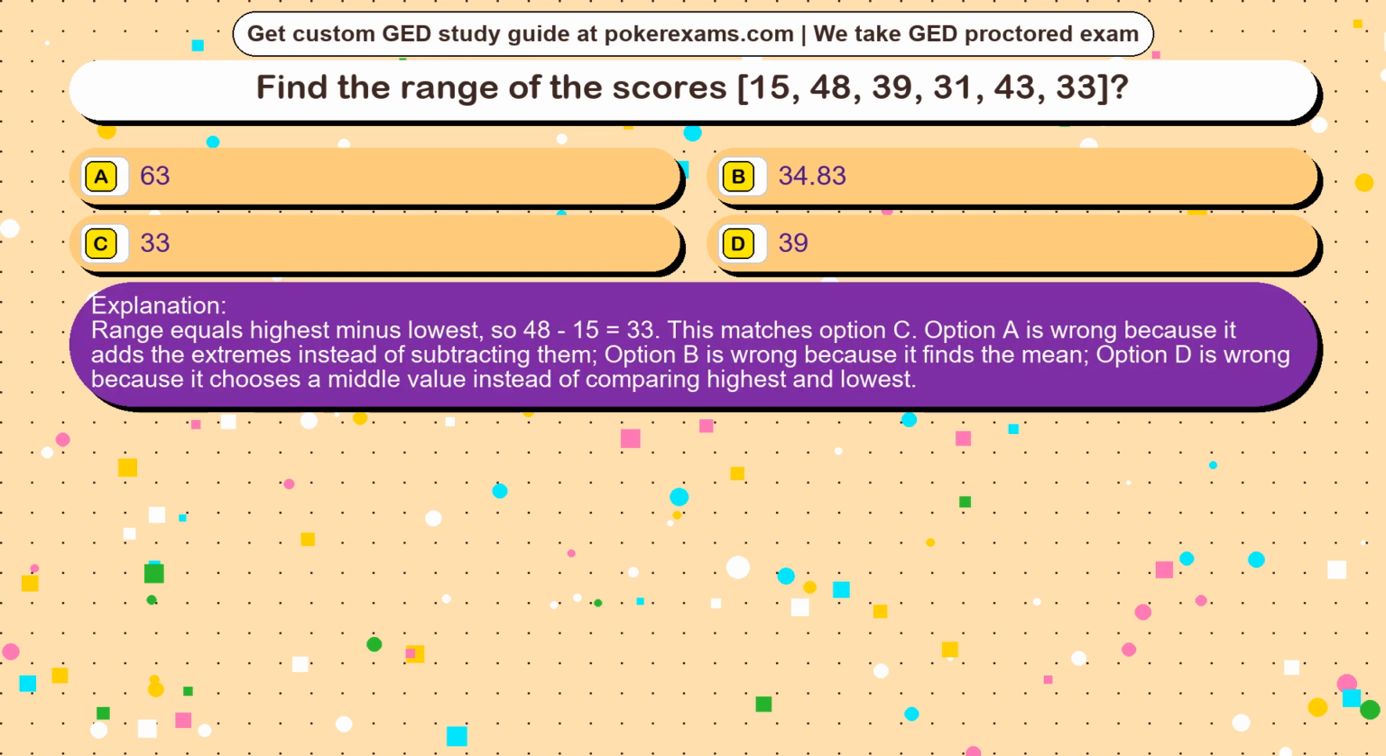Range equals highest minus lowest, so 48 minus 15 equals 33. This matches option C. Option A is wrong because it adds the extremes instead of subtracting them. Option B is wrong because it finds the mean. Option D is wrong because it chooses a middle value instead of comparing highest and lowest.